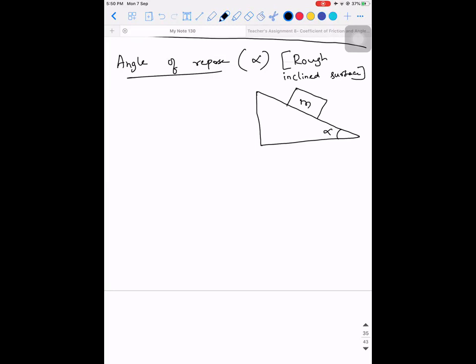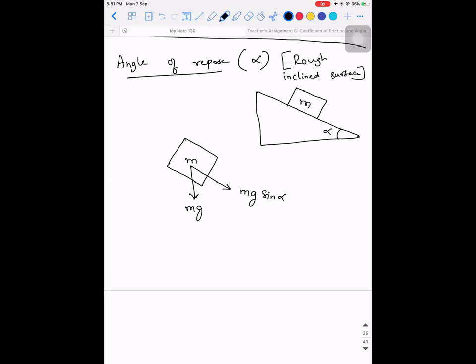Suppose I place a block of mass m here. What are all the forces acting on it? Can you tell me? One will be mg. What will act along the inclined plane? I told you, you can remember. It is mg sine alpha. Don't forget this, sine.